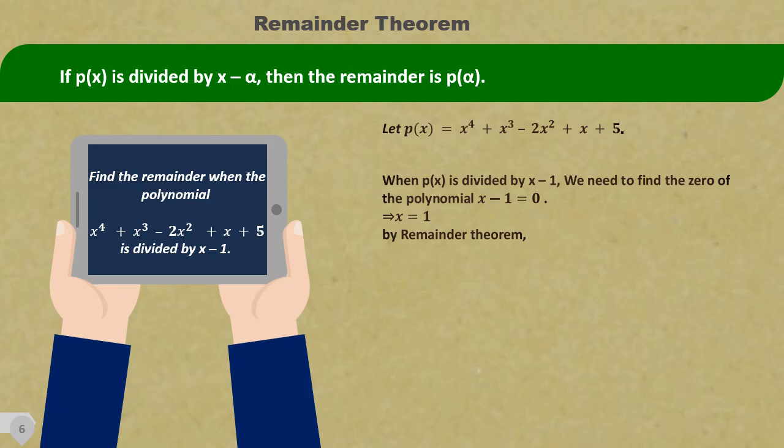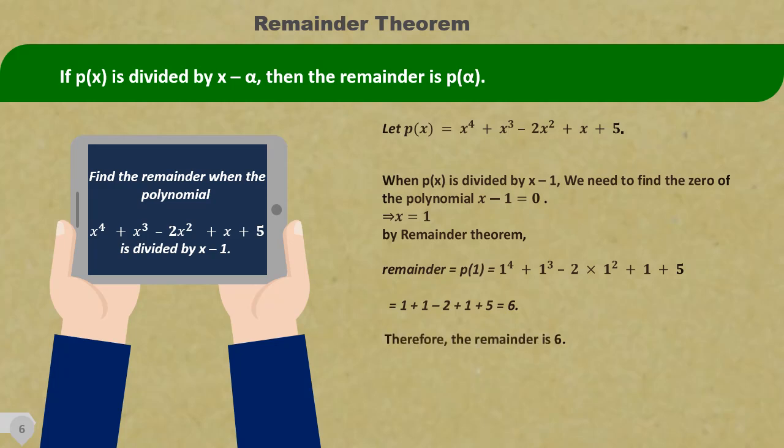Put x equal to 1 in p of x, then p of 1 is 1 raised to power 4 plus 1 raised to power cube minus 2 into 1 raised to power 2 plus 1 plus 5. Simplifying all the steps, we get the remainder 6. Therefore, in this p of x, the remainder is equal to 6.